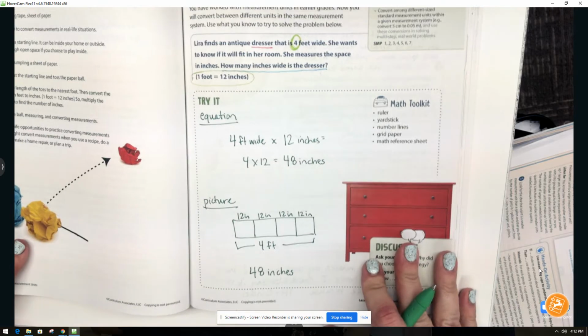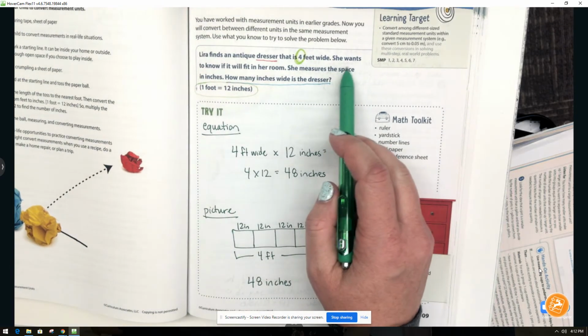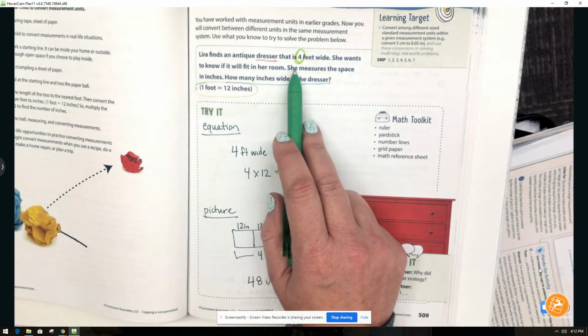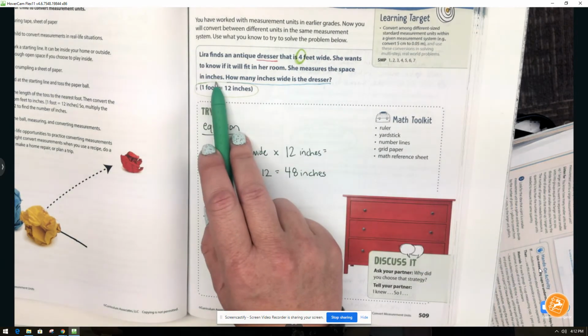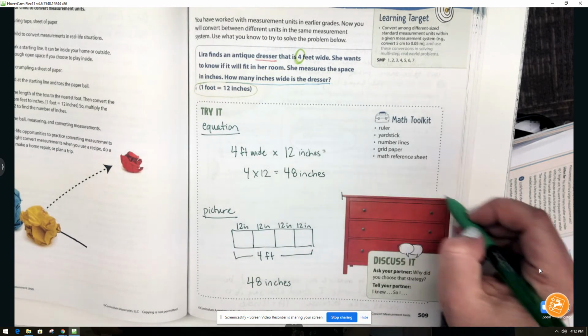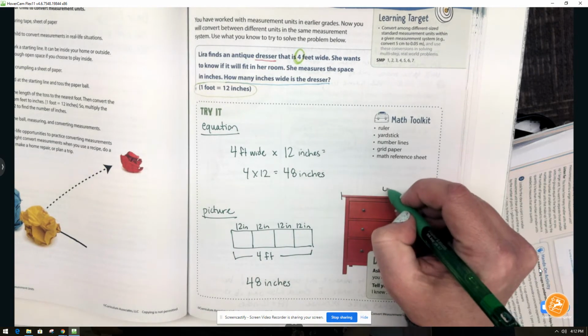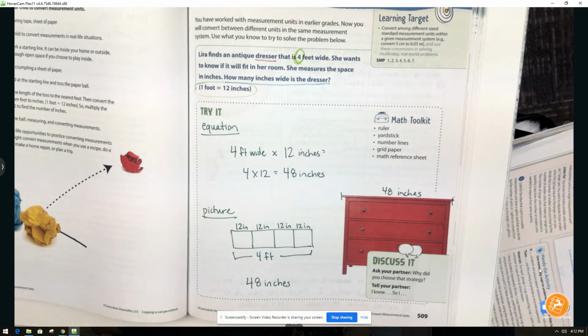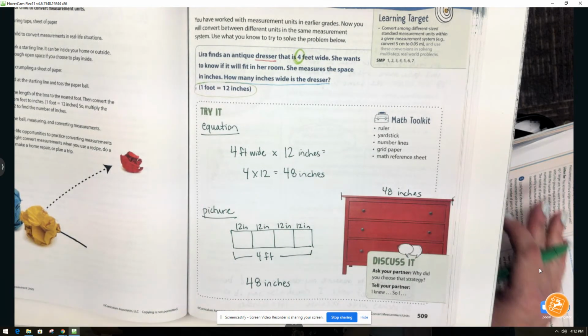Now, what I find funny about this question is that it says here she wants to know if it will fit in her room. We have no idea if it will fit in her room. All we know is that she measures the space in inches, so we have no idea if it's going to fit because we don't know how many inches she had. But we at least know that this dresser from here to here is 48 inches. All right, let's go ahead and go to the next page.